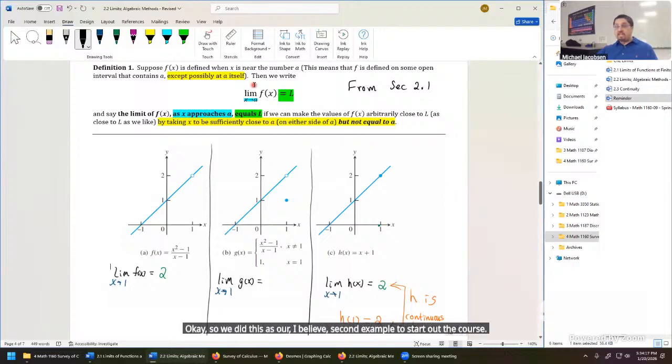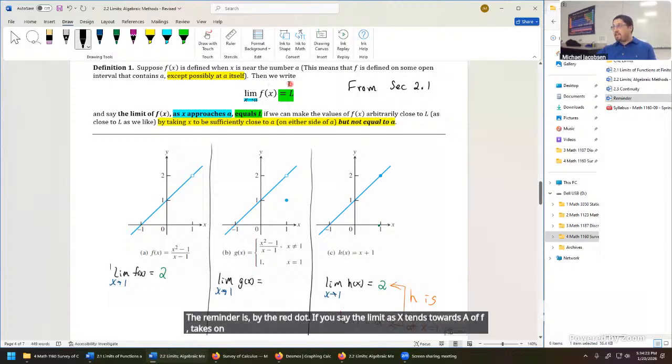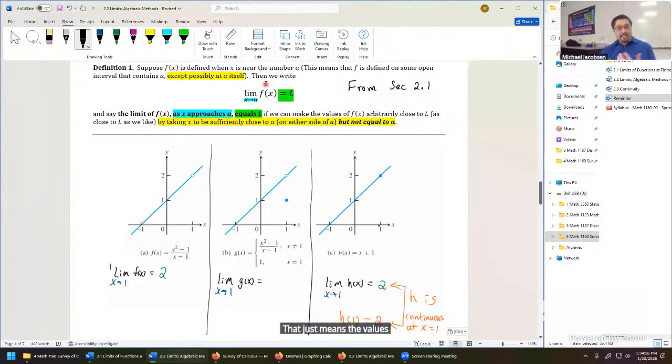The reminder is by the red dot. If you say the limit as x tends towards a of f of x takes on a number L, that just means the values of f of x, the height of the graph itself, get closer and closer to the number L in green as the x values get closer and closer to the number a in blue. So on all 3 of these graphs, x is tending towards 1 from both sides, and the function value is getting closer and closer to a height of 2. It doesn't matter if there's an open circle, or if it's defined in a weird way, or if it's completely plugged in.